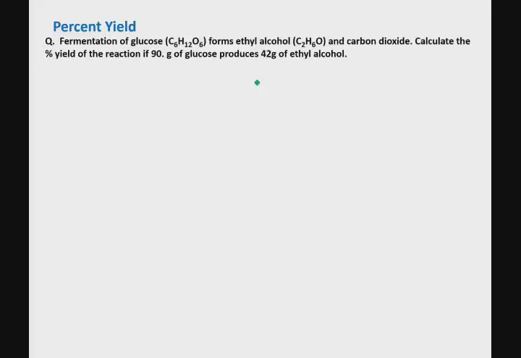First step is to write a balanced equation, which hopefully matches what I'm going to get, which is glucose. In this case it is going through fermentation, which is not combustion, guys. Fermentation and combustion are two very different processes. In this case, we are getting ethyl alcohol and carbon dioxide as the products in balanced form.